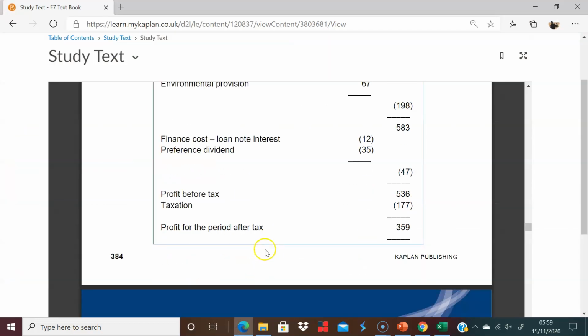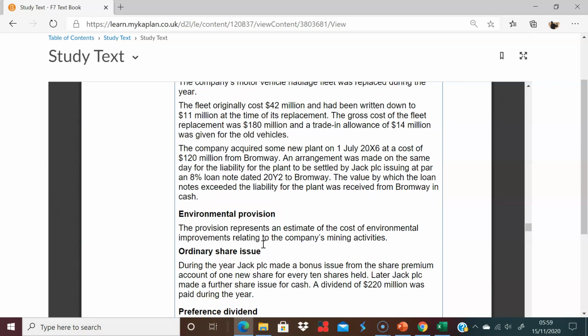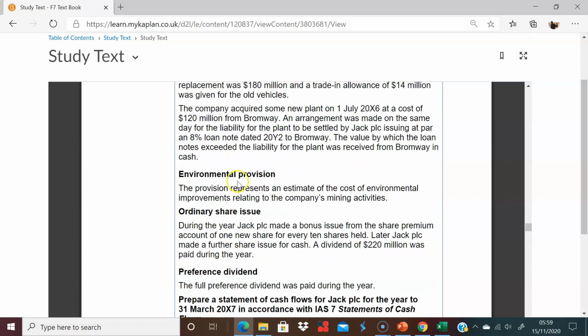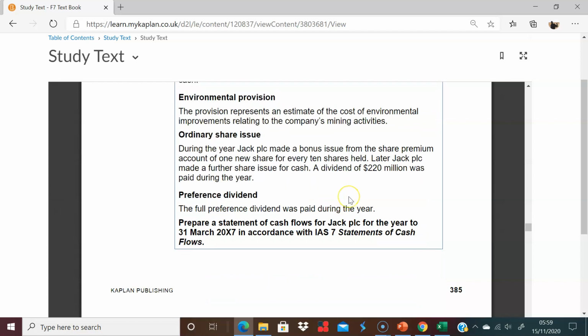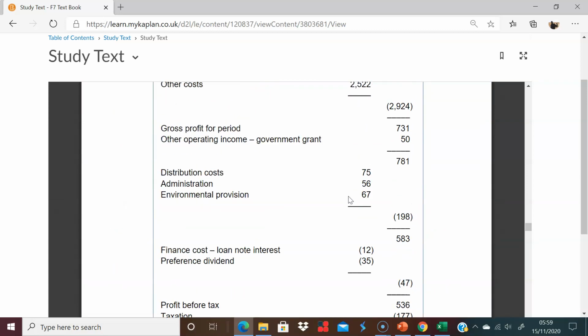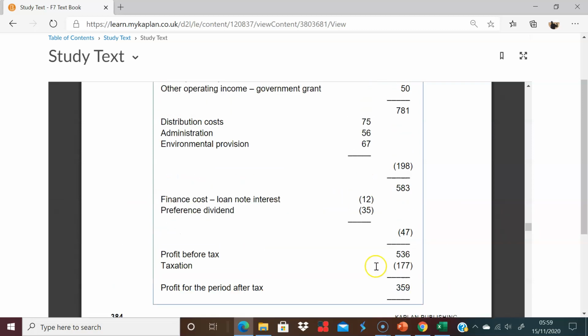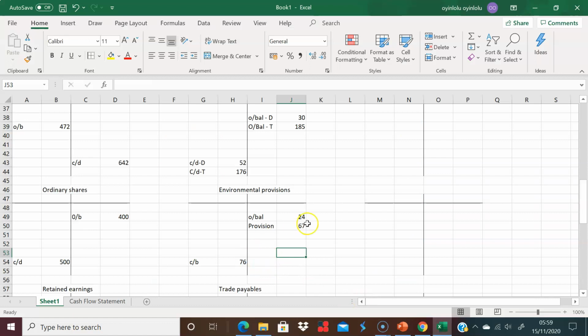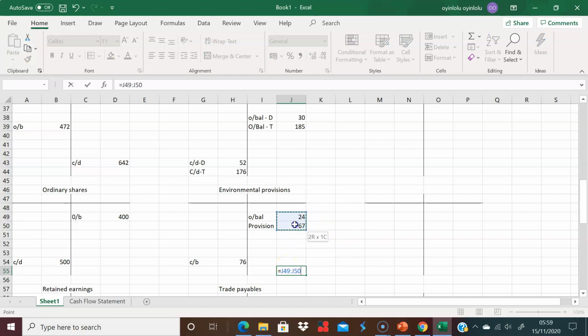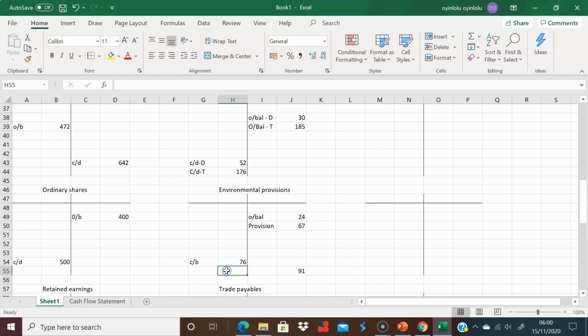But I think what's important is because I need to start looking at the notes. I've already reviewed the notes. I already know what issues I need to think about, and I'll come back to them. But here I have this environmental provision, and it tells me that the provision represents an estimate of environmental improvements in the year. And then what I observe when I look carefully here is, so what must have happened in terms of this provision was that I'm just going to top this up here, of course. I have 91 here, so of course I'm also going to put 91 here as well.